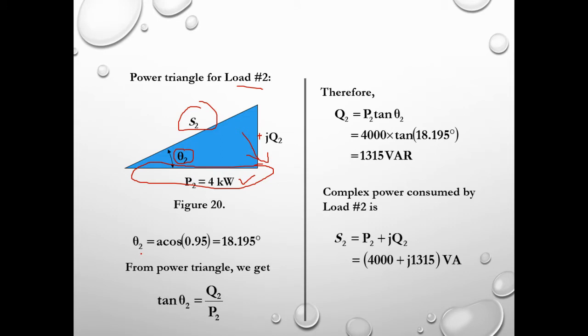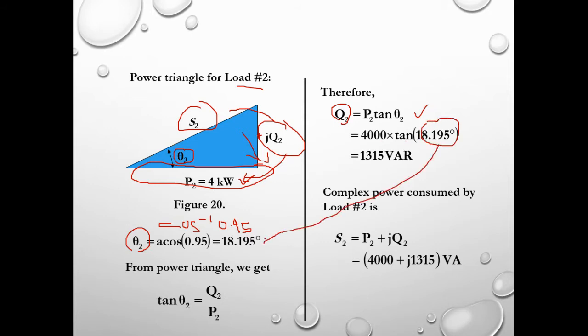To get the value of angle theta 2, take the arc cos of 0.95, the power factor given. You will get 18.195 degrees. Then again from the power triangle, tangent theta 2 equals Q2 over P2. Rearranging in terms of Q2, we have P2 tangent theta 2. So 4000 watt from the question, and with the angle we just found, the final value of Q2 is 1315 var.